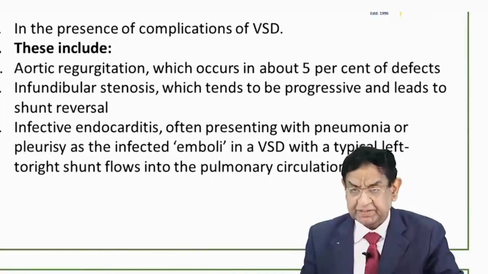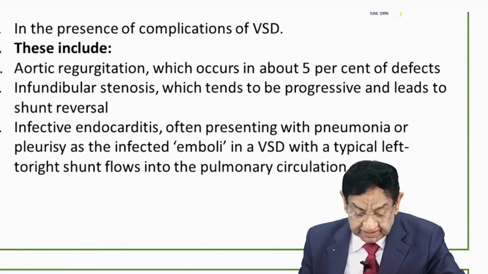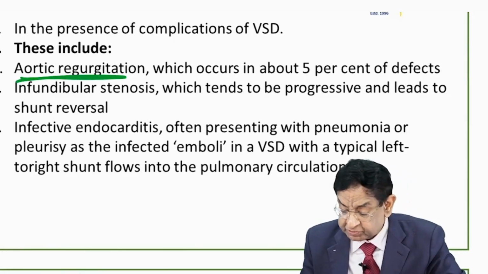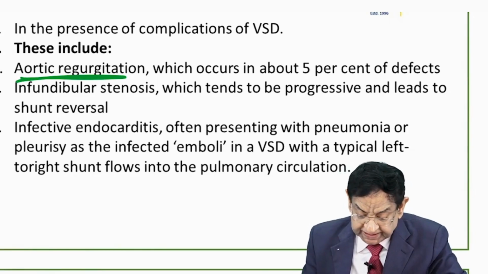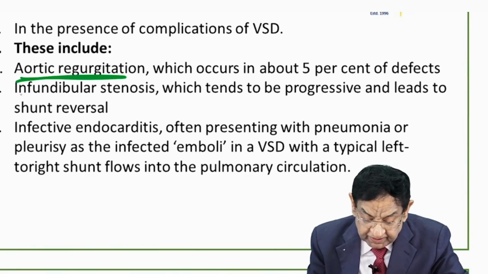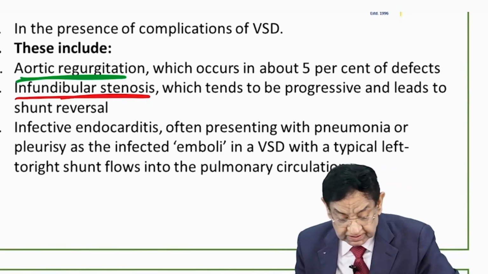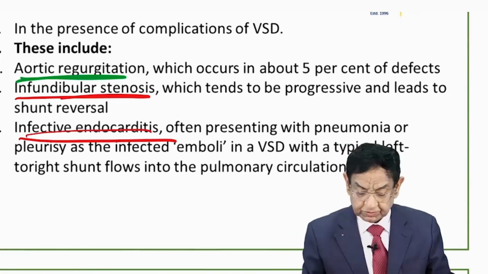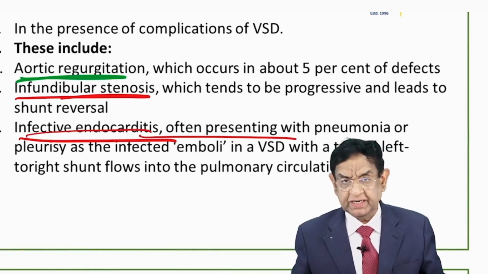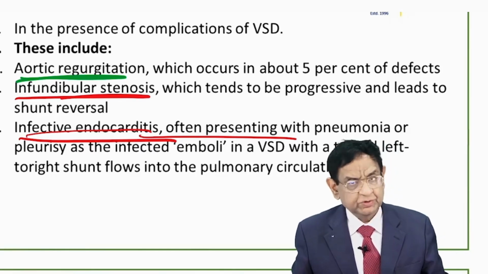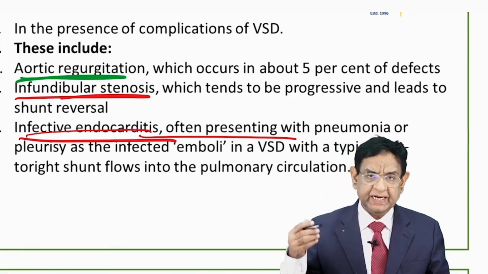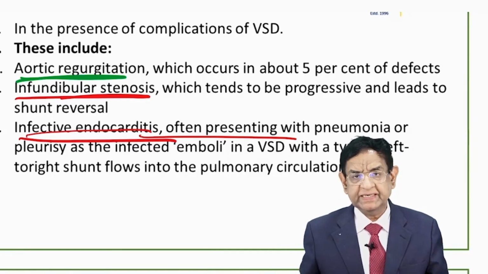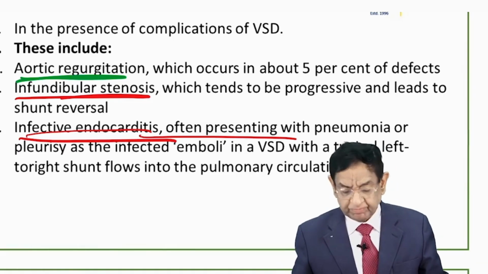Patients may have some other complications. They include AR. A patient of VSD might have associated aortic regurgitation, infundibular stenosis, or there may be infective endocarditis. If the patient develops infective endocarditis, of course you will treat the endocarditis. Then it is high time, get operated, because endocarditis recurrence can occur, and that itself is a leading cause of mortality.